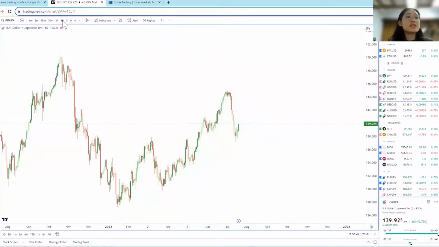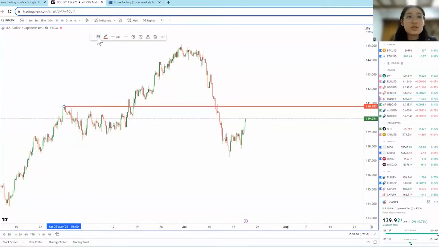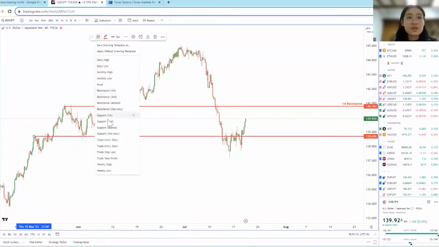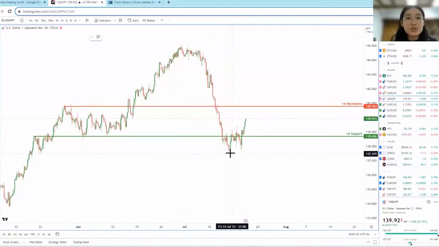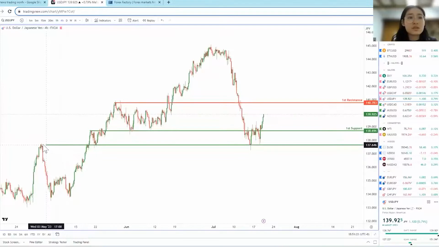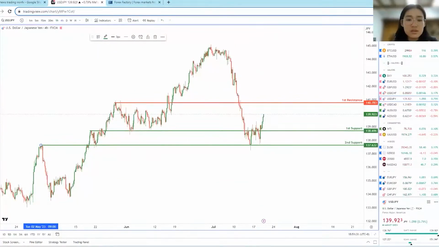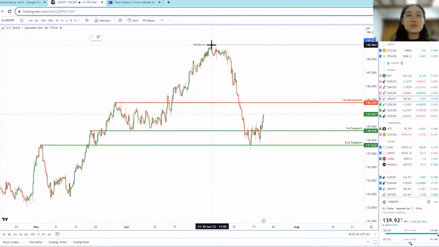Okay, now let's take a look at our 4-hour time frame. Okay, so my first resistance will be over here. First support here. And then my second support just over here. Okay. So now I'm going to go in with my Fibonacci levels.